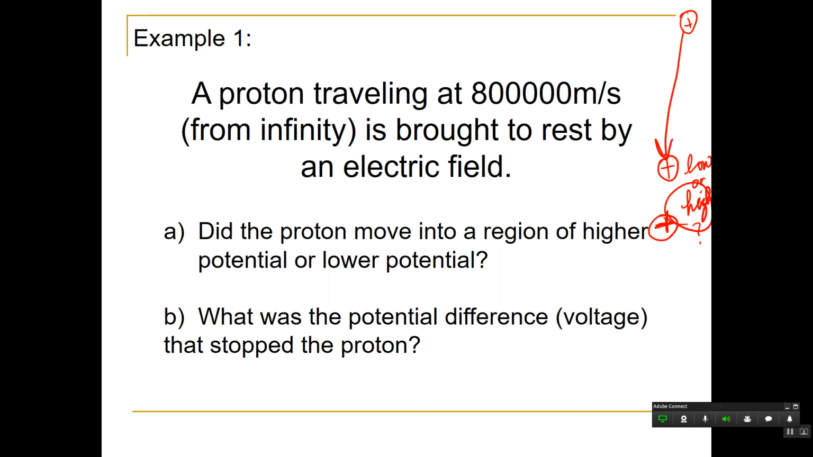No, because if it's getting attracted all the way from infinity, then why would it stop at a certain point and not just drag it all the way in? That would draw it in even faster. So it's a high charge. And now I'm asking you, what is the delta V at that point? What is the voltage at that point?